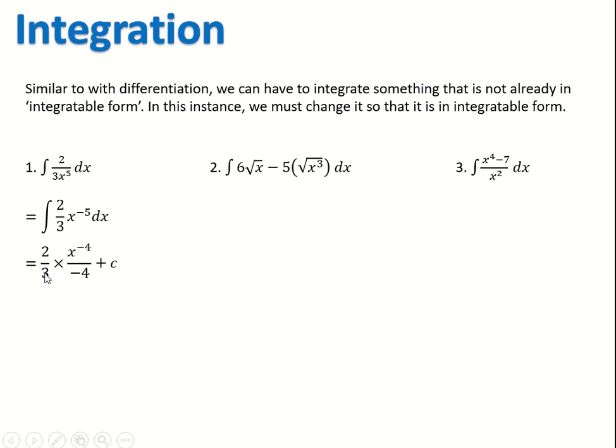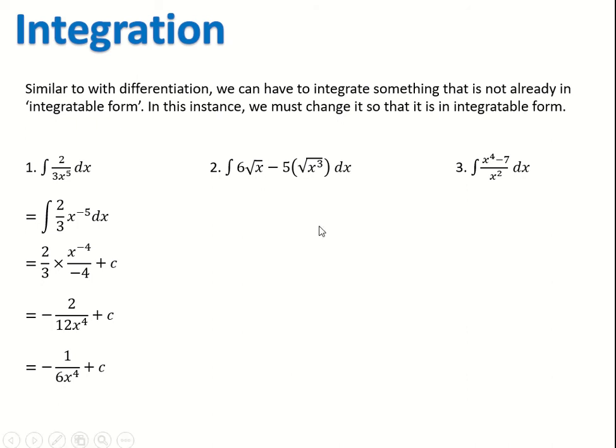And then simplify this down a little bit. Deal with the index part. X to the power of minus 4 becomes 1 over x to the power of 4. It's 2 over minus 12, or minus 2 over 12, x to the power of 4 plus c, which obviously can be simplified to minus 1 over 6x to the power 4 plus c. Okay.